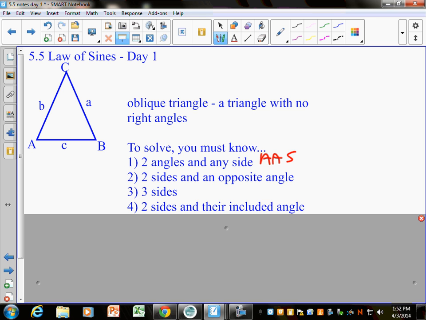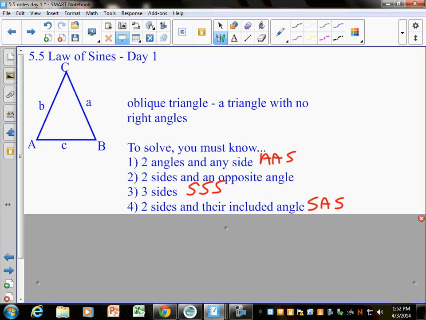Skip this one for a minute. If you know three sides, side-side-side, then you can use the law of sines to find the rest of the missing angles. If you know two sides and the angle in between them, that is side-angle-side. Those are all things that you did proofs with, and you would end with the side-angle-side triangle congruence theorem. I don't know if you remember that or not.